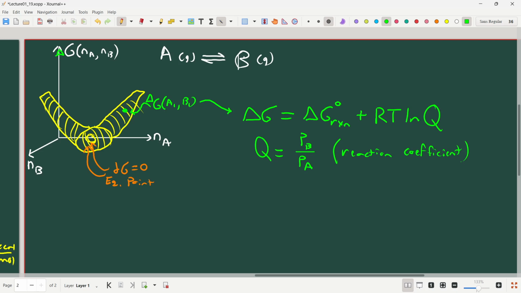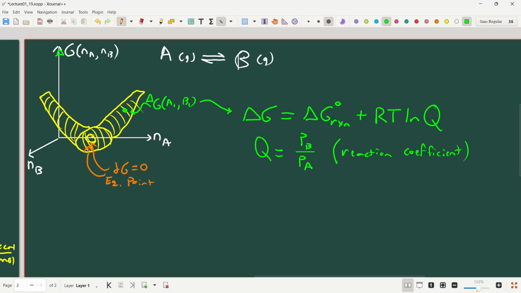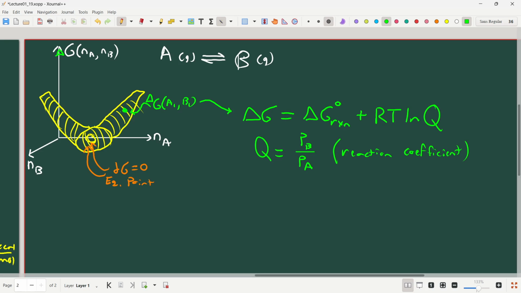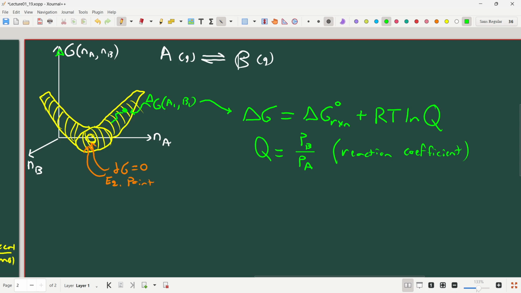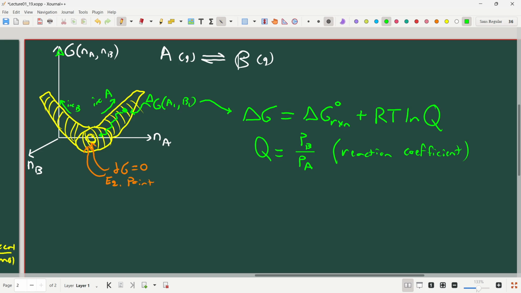Remember, G wants to be as negative as possible. So if we're up here, at this point way up here, we know that the system is going to remove A. Let's say that this axis is increasing A, and this axis is increasing B. The system is going to remove A in order to reach this minimum point, the equilibrium point.